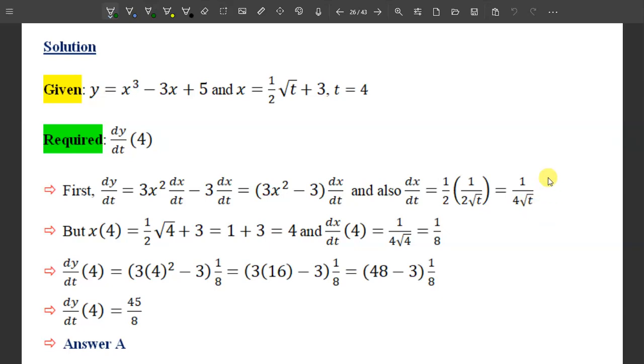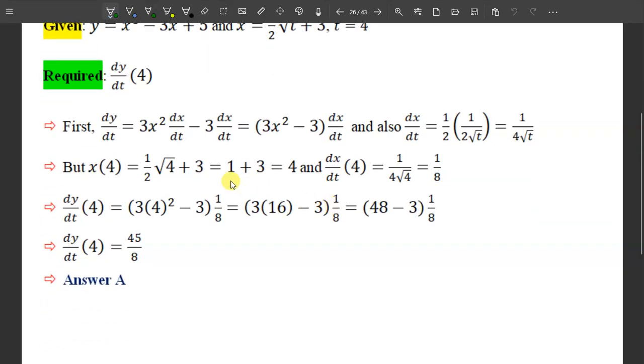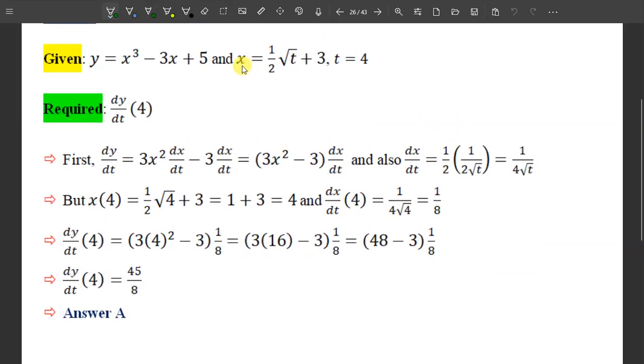This is the rate of change of x with respect to time, while the rate of y with respect to time becomes (3x squared minus 3) multiplied by dx/dt. And then here, first find the value of x when t is equal to 4. x of 4 is equal to 1/2 the square root of t, replacing t by 4, plus 3. 4 is a perfect square, and therefore 2 will come out of the square root. 2 times 1/2 becomes 1. 1 plus 3 is equal to 4. Therefore, our x is equal to 4.